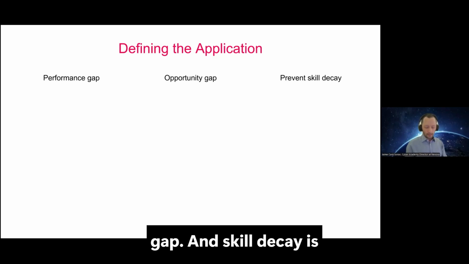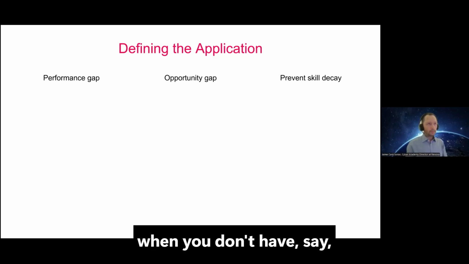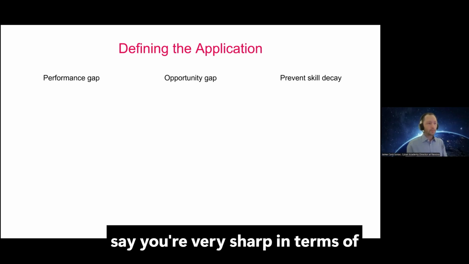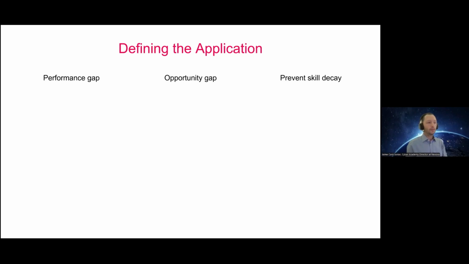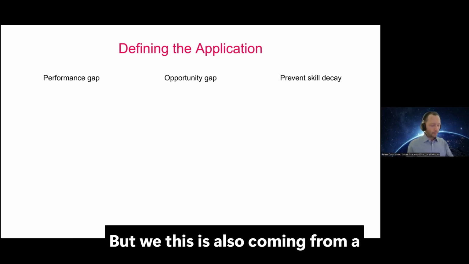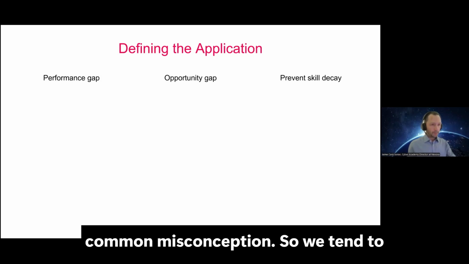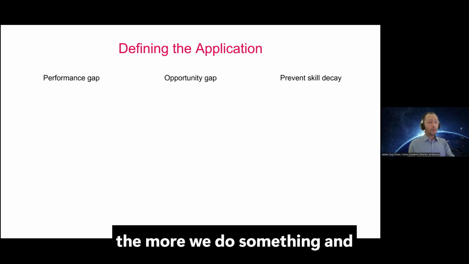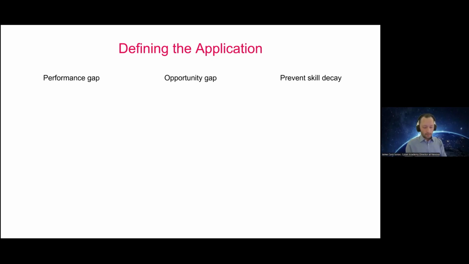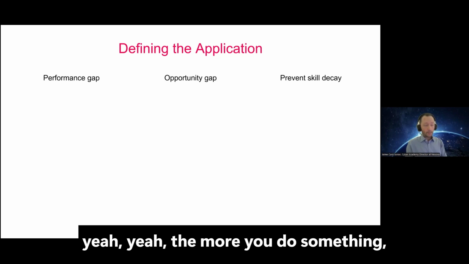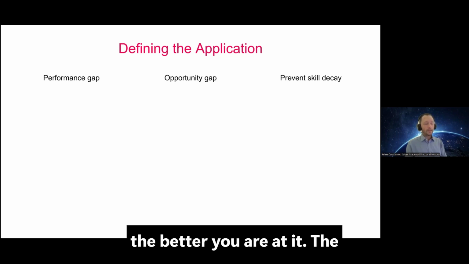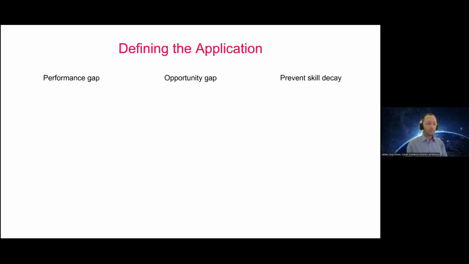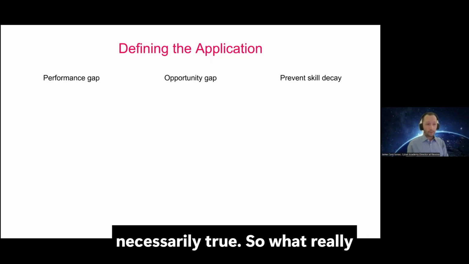And skill decay is when, say, you're already at your very best. Let's say you're very sharp in terms of knowledge and skill and everything else. But this also comes from a common misconception. We tend to think that the more you do something, the better you are at it. The more experienced you are, the more knowledge you gain, the more skilled you become, and that's not necessarily true.